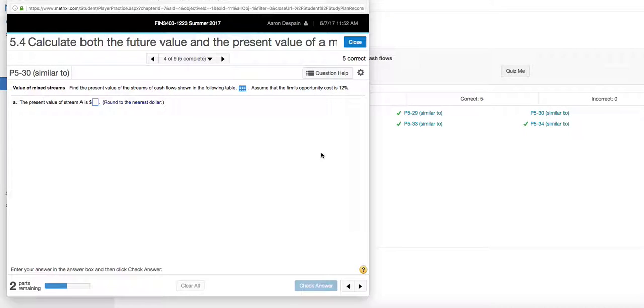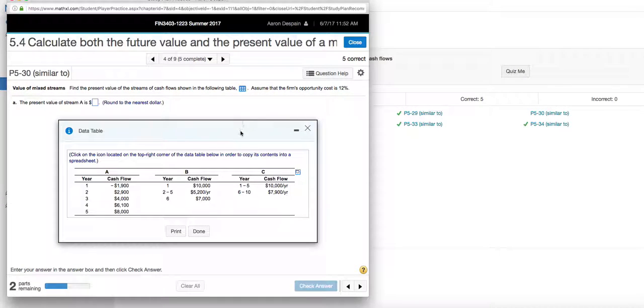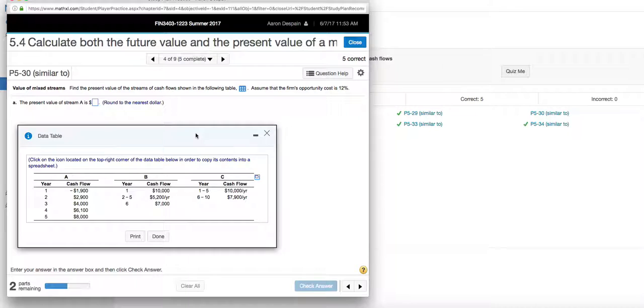So here we have problem 5-30, and with this problem we are working with mixed streams and looking for the present value of several mixed streams of cash flow. So if we open up the table here, let's see what we're working with. We've got three different streams, A, B, and C, that we'll solve separately. So this will be good practice for using the cash flow register of the calculator.